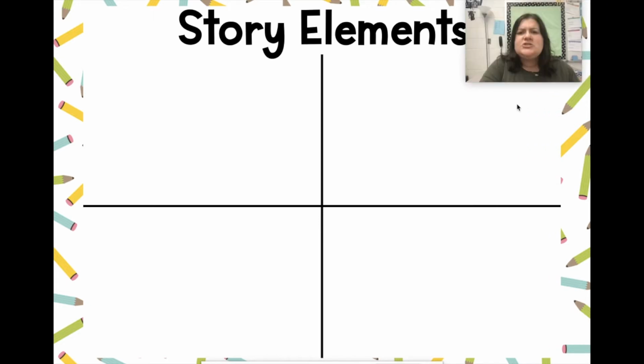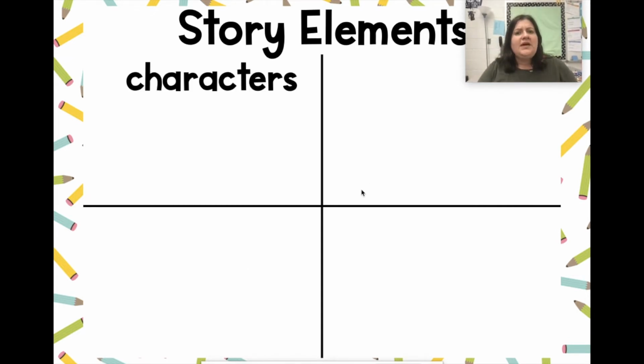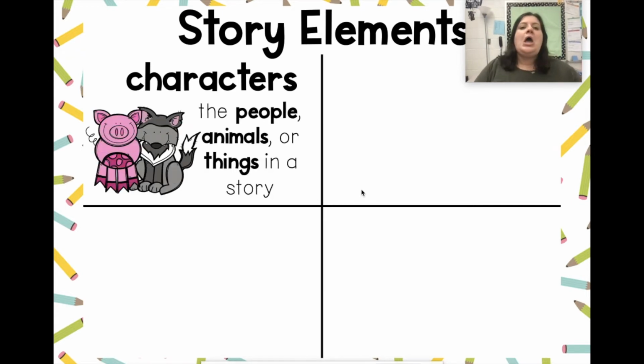The first story element that we're going to be talking about is very important. Think about your favorite TV show. One of the reasons why it is your favorite TV show is probably because you see your favorite characters. And in a story, it's the exact same thing. If you don't have characters, you don't have a story. Characters are the people, animals, or things in a story, such as in The Three Little Pigs. You have the pigs that are the characters, and then you have the antagonist, the big bad wolf.